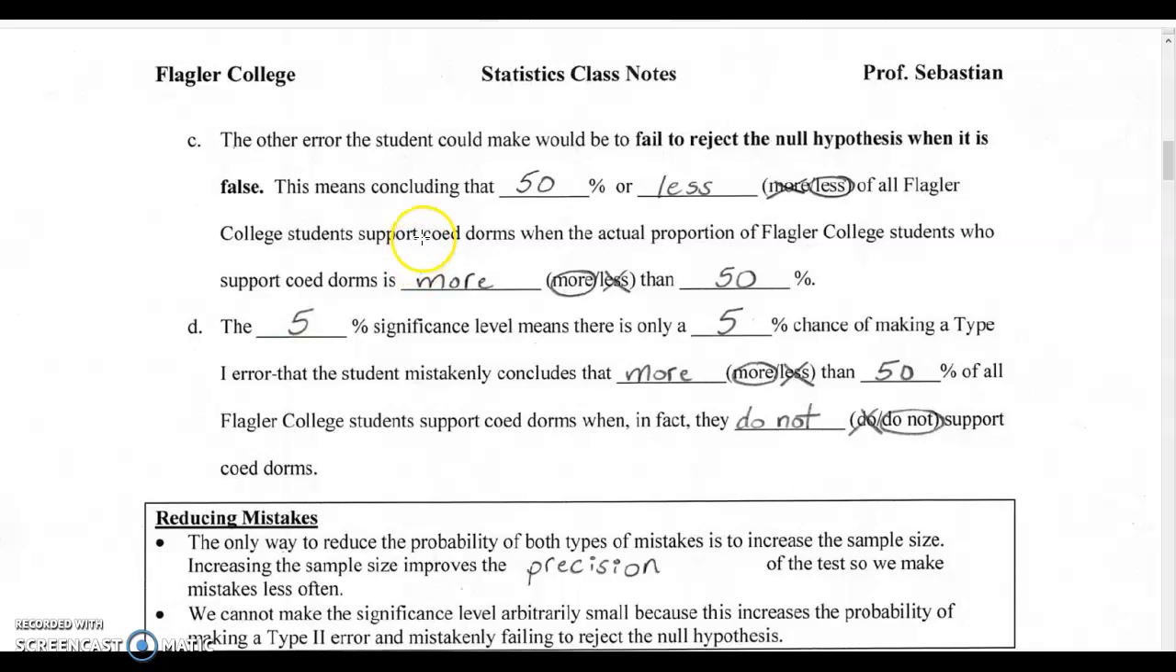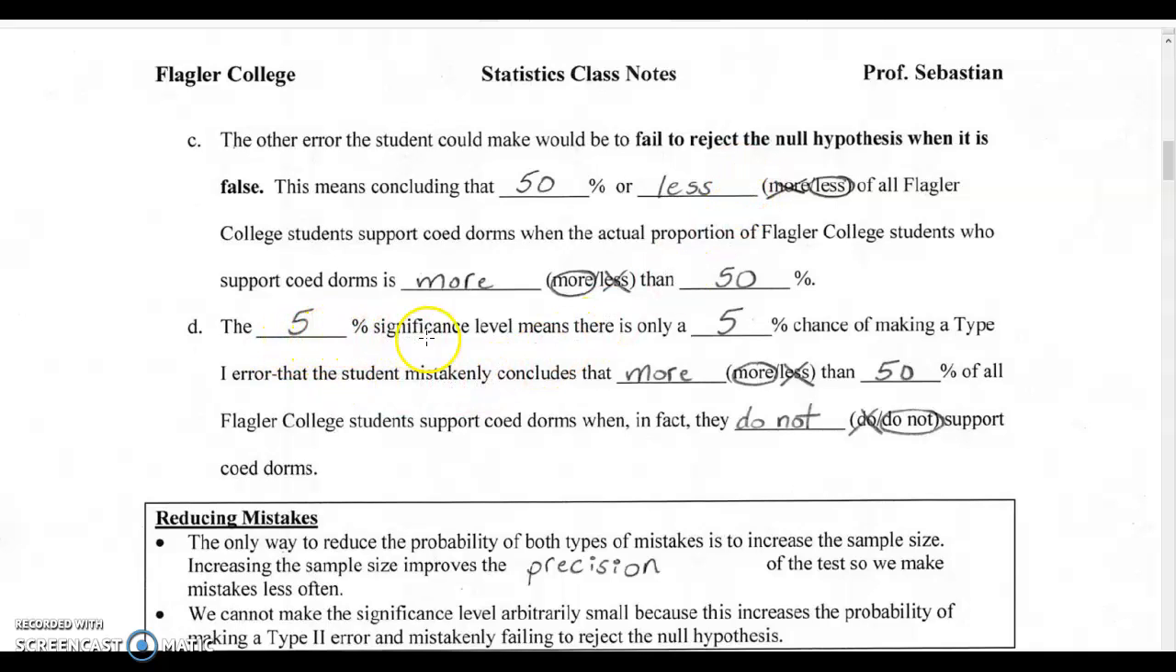The other error that a student could make would be to fail to reject the null when it is false. That's the type 2 error. We fail to reject the null when it is false. So in other words, we should have realized that we had enough evidence to support the alternative, but we do not reject the null. So that means we would conclude that 50% or less of all Flagler College students support co-ed dorms, but the actual proportion would be our alternative hypothesis, which is that more than 50%. That's a type 2 error.